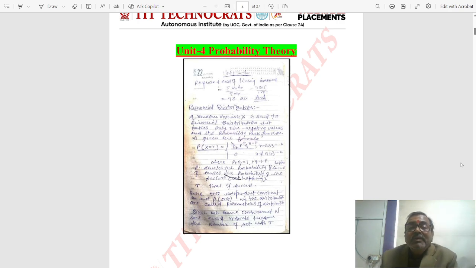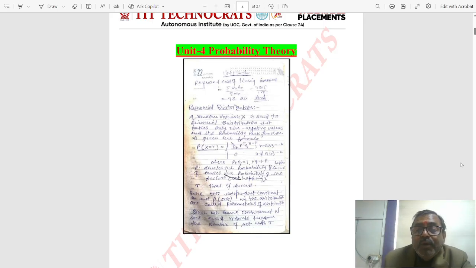A random variable x is said to follow a binomial distribution if it takes only non-negative values and its probability mass function is given by the formula P(x = r) = nCr p^r q^(n-r), where r = 0, 1, 2, 3, 4, 5 and so on up to n, and the value is 0 otherwise, where p + q = 1, or we can write q = 1 - p.